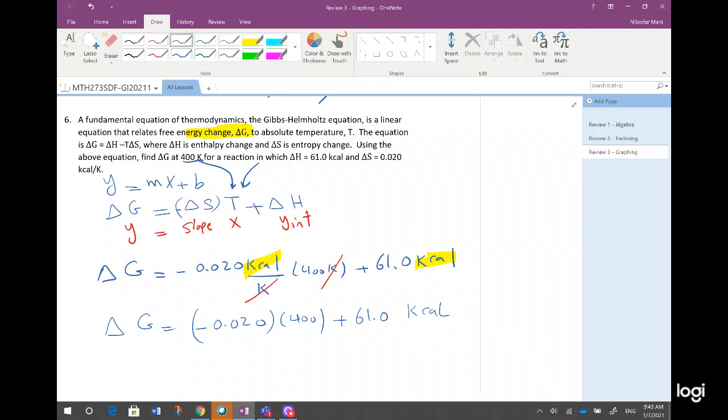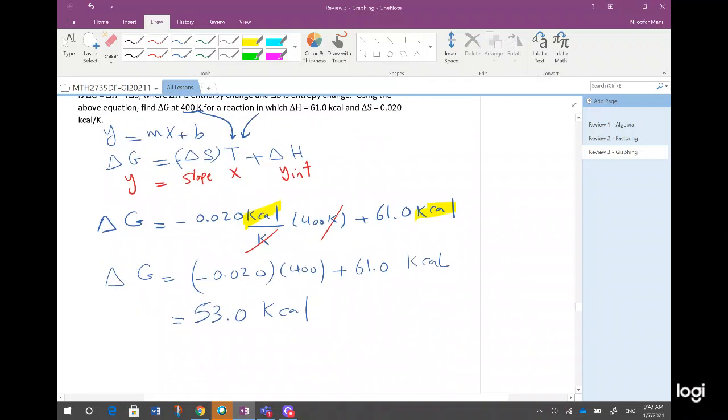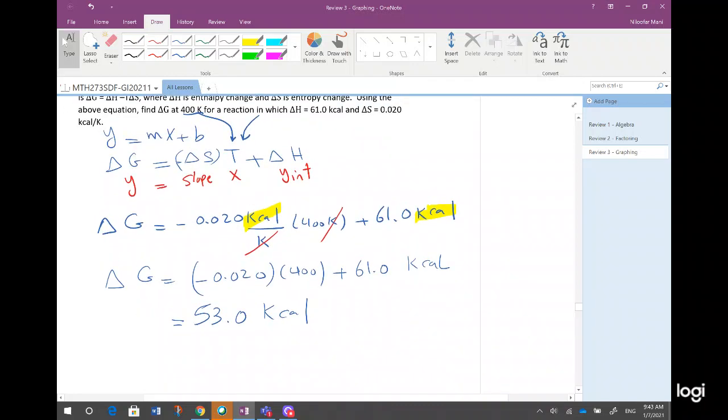The result is 61 minus, so that's 53 kilocalorie. And then you have to write a statement. Mathematically I can just sub in and calculate, but when you have a word problem, yes, you have to find the value, but you have to be careful about the unit. You have to be careful about the conclusion statement. You don't say the answer is 53 kilocalorie.